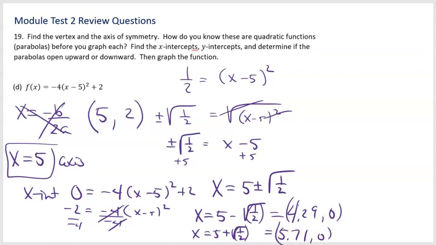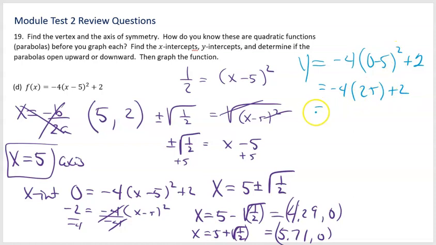The y-intercept, remember, is when you let x equal 0. So y equals, going right back to the original, negative 4 times (0 minus 5) squared plus 2. Now, negative 5 squared is 25, plus 2. Negative 4 times 25 is negative 100, plus 2. That gives me negative 98. In point form, that's negative 98, comma, 0. No, it's not, because that was my y value. Let me back up. How about 0, negative 98?